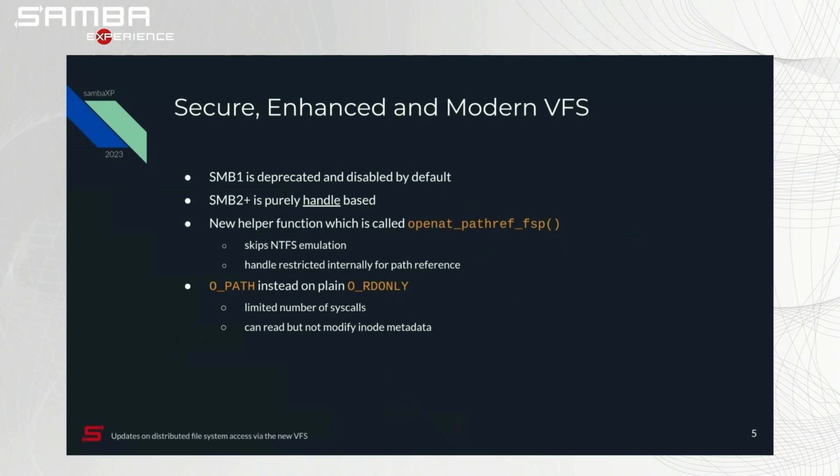Internally, a new function was groomed to implement this logic, named openat_pathref_fsp, which skips the NTFS emulation part and finally calls the SMB_VFS_OPENAT interface to open an FD at the file system side. In this context, we started using the at variants of various syscalls to operate relative to a mentioned working directory rather than full path names. Necessary fallback mechanisms were also introduced to cover the cases where O_PATH flags were not available with specific file systems.